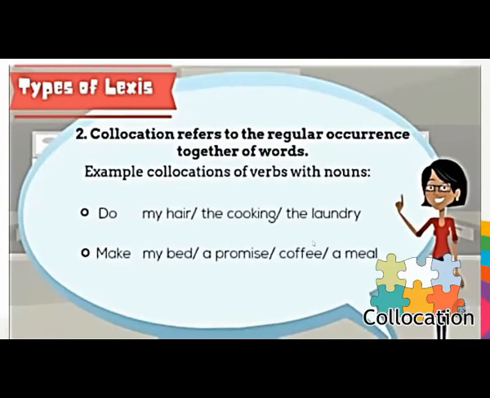The second one, collocations. Collocations refer to the regular occurrence together of words, such as do my hair, do the cooking, do the laundry, make my bed, make a promise, make coffee, make a meal. These are all collocations. It refers to the regular occurrence of words that happen together or that we should use together.